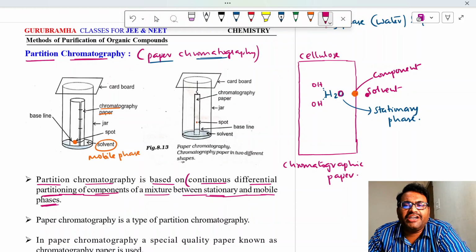But if the component is more attracted towards solvent, it will move more distance because it is not much attracted towards water, so it will not attach to the water. So the more the attraction with water, the less distance it will move.